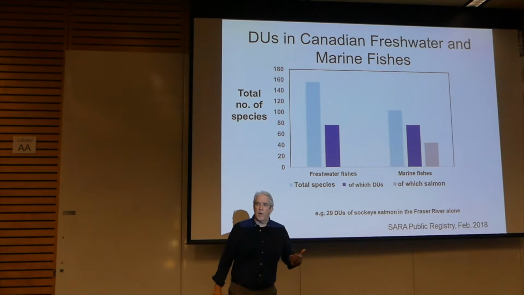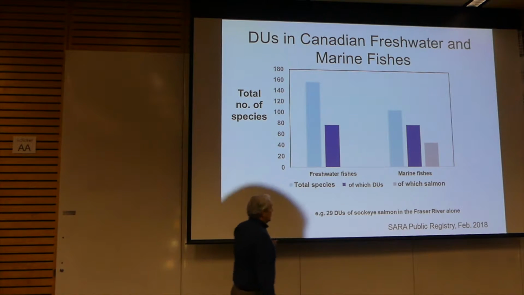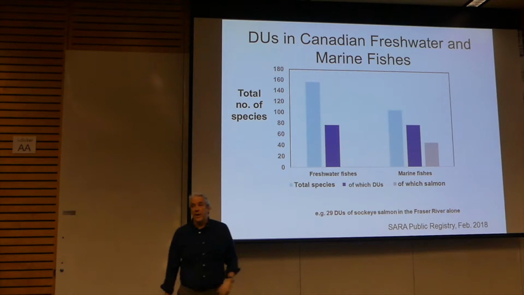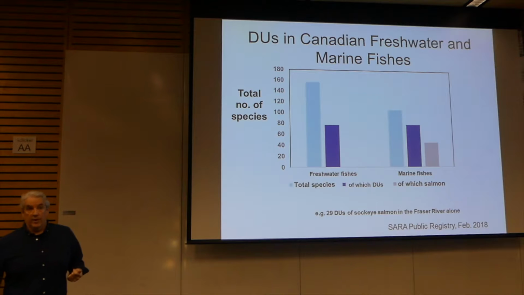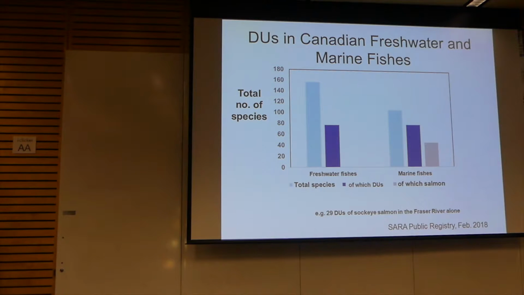There are quite a few in Atlantic cod, but most of this surge in designatable units in marine fish is because of salmon. So for instance, there are 29 designatable units of sockeye salmon in the Fraser River alone. Just in the Fraser River alone. Those are all species under SARA.